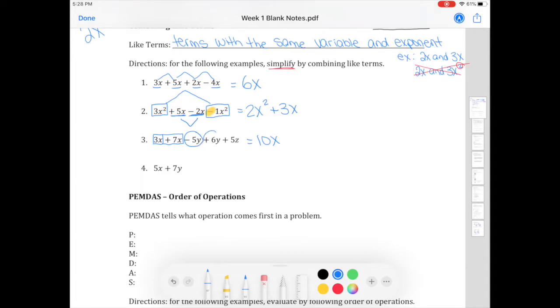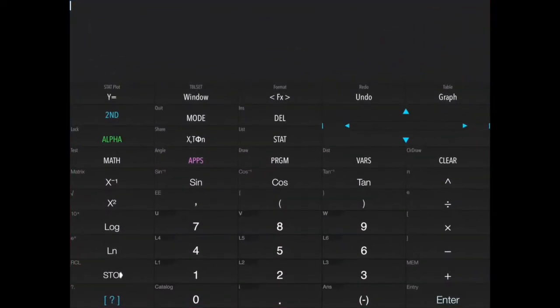The next term I see is a minus 5y. The only other term that has a y to combine this to is a positive 6y. This is where you might want to use your calculator. If you're not so good with combining positives and negatives, I want to clear this up right away. So this is a negative 5. This button right here is not the negative. That is the minus sign. That won't work. This down here is your negative symbol. That's what you want to use for your negative.